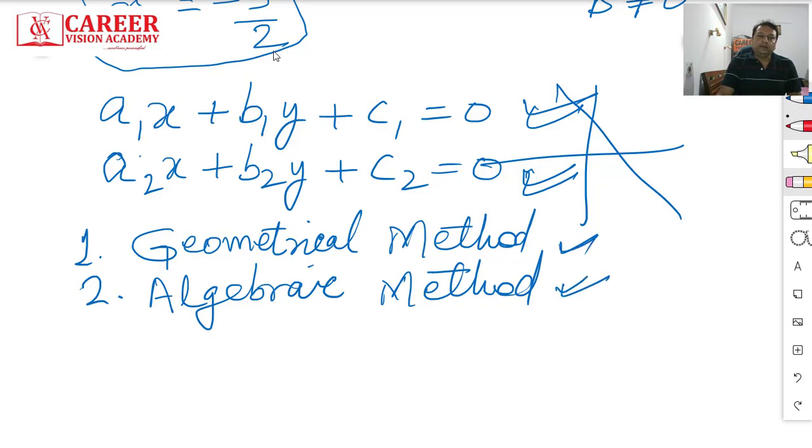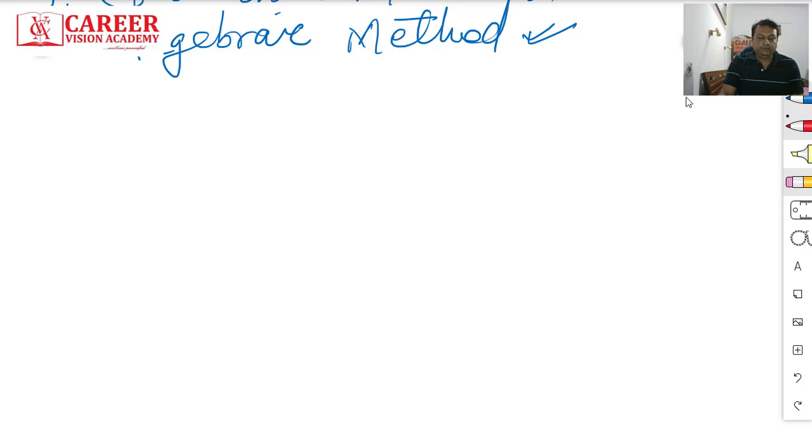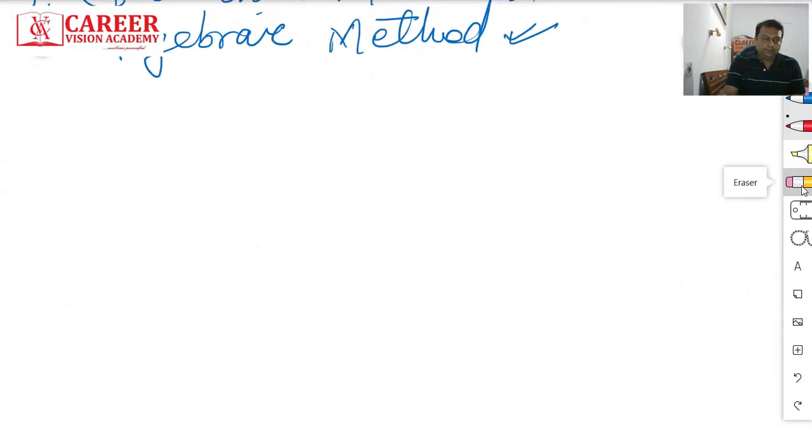Now, how to get the values by geometrical method or graphical method? As I told you, if you have a linear equation in two variables, you get a straight line if you plot a graph, and that graph can be plotted by taking its solutions. If you find out the solution, for example, if I take an equation 2x plus 3y is equal to 5.